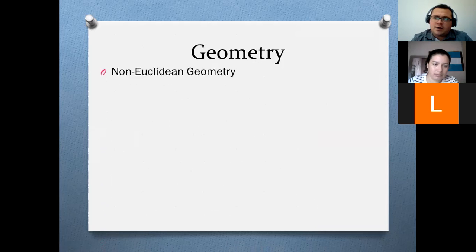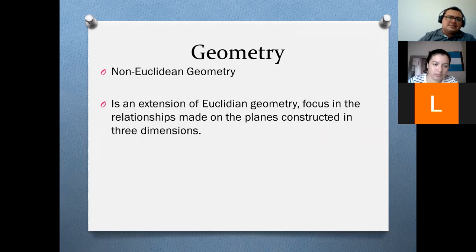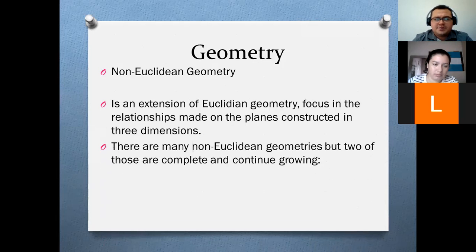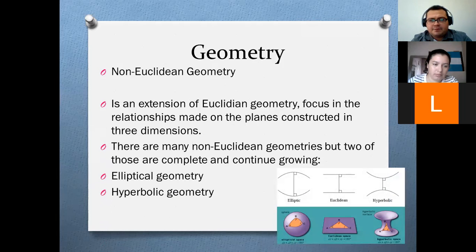Let's talk about the other type of geometry, the non-Euclidean geometry. In this case, it's an extension of the Euclidean geometry, and it focuses on the relationships made on the planes, and those planes work differently than in the Euclidean geometry. Something that will help us understand better is the little graphing that I have over there. And of course, there are many non-Euclidean geometries. Most of the common ones are the elliptical geometry and the hyperbolic geometry.